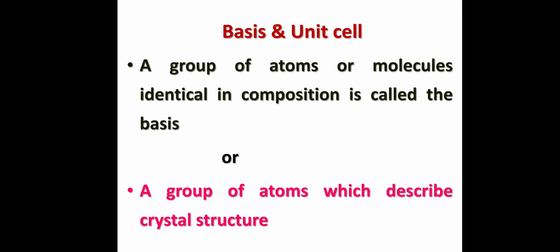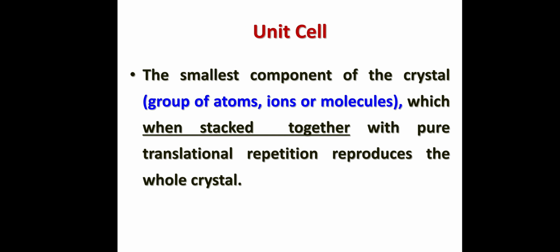So you understood basis, a group of atoms which describe crystal structure, whereas the unit cell is the smallest component of the crystal which, when stacked together with pure translational repetition, reproduces the whole crystal. So you have a lattice, with definite locational points. To those points, a group of atoms, ions, or molecules are attached. So that forms one unit cell. This type of unit cell stacked together with pure translational repetition reproduces the entire crystal.